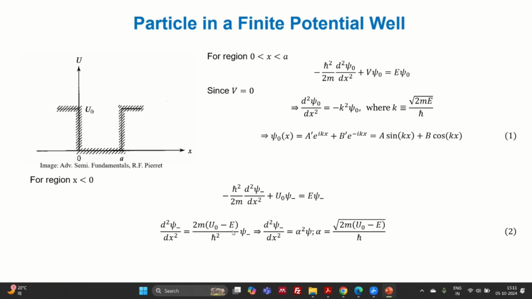So the E can be inside the well or outside the well, but I'm assuming that it is inside. So E is less than U naught, I'm assuming. So this is going to be a positive number. You can express that positive number as some alpha square.